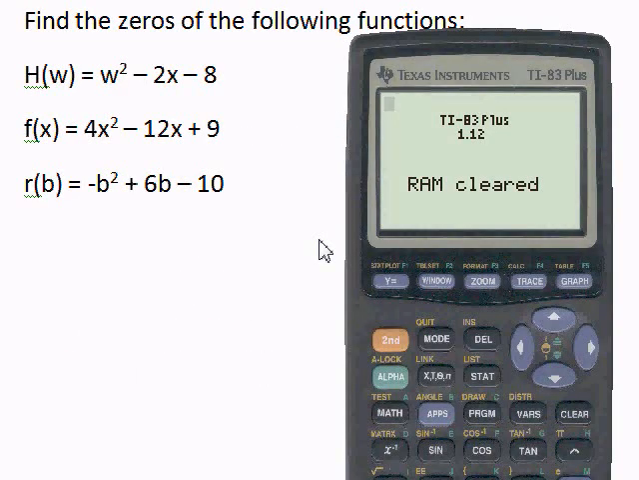So I've got 3 examples here. We're going to work through these 3 examples. I'm going to do the first one, then have you do the second 2. And we're going to find the zeros of each one of these functions.